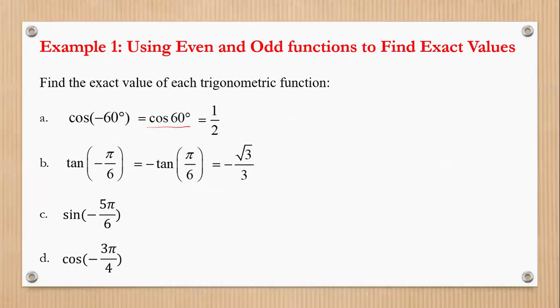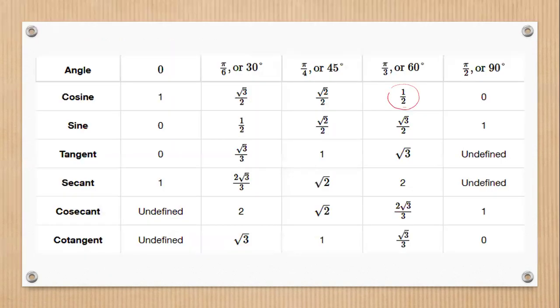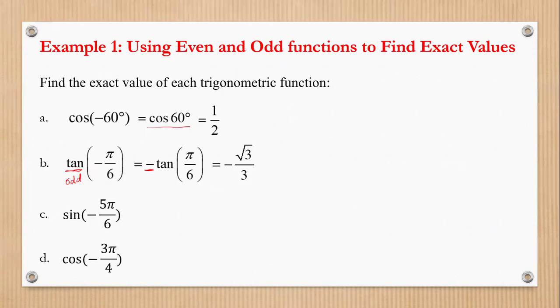If I want to find the tangent of negative pi over 6, since I know the tangent is an odd function, that means I need to keep the negative outside and then find the tangent of pi over 6. And based on the table, the tangent of pi over 6, or 30-degree angle, is root 3 over 3. So the answer is negative root 3 over 3.